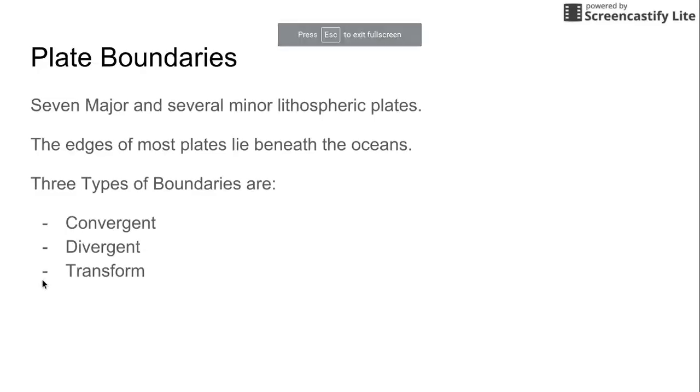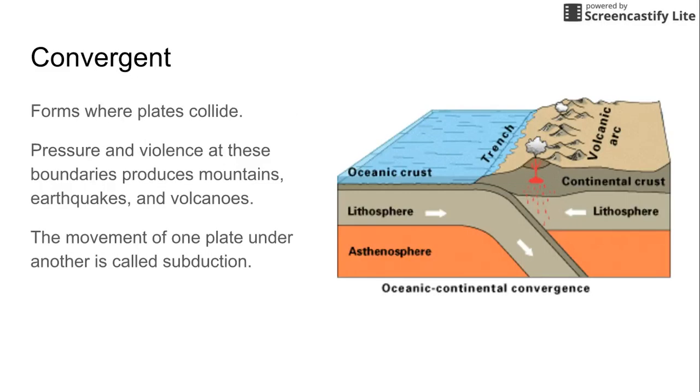There's a couple different plate boundaries that we're going to talk about. On Earth, there are 7 major and a bunch of minor lithospheric plates, and the edges of most plates lie beneath the oceans. The 3 types of boundaries are convergent, divergent, and transform. Convergent is when the 2 plates come together or collide. The violence and the pressure at this area can produce mountains, earthquakes, and volcanoes.